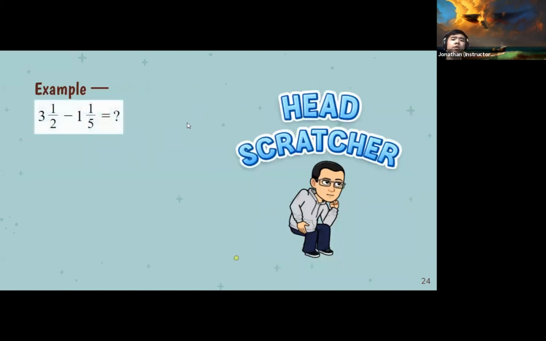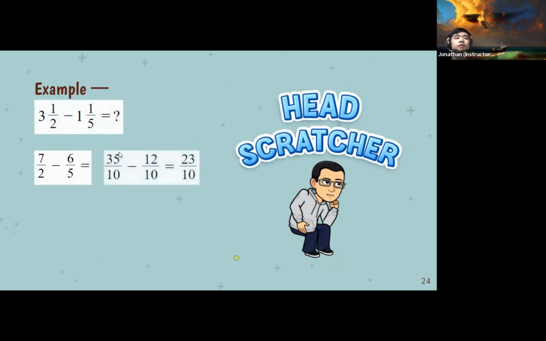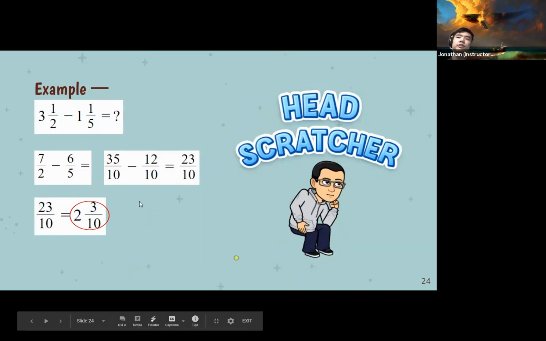For example, like I said, 3 and 1/2 minus 1 and 1/5 is 7 over 2 minus 6 over 5, right? Because 3 and 1/2 is 7 over 2. 1 and 1/5 is 6 over 5. They have the least common multiple of 10. So now we put 35 over 10 minus 12 over 10 equals 23 over 10, right? And 23 over 10 finally is equal to 2 and 3 over 10. Pretty easy stuff. Well, pretty difficult stuff, but it's just the method. It's honestly really easy, but it just takes a long time.